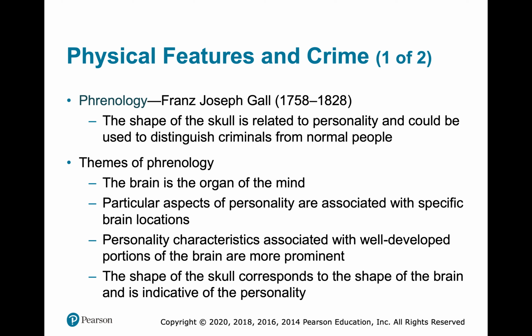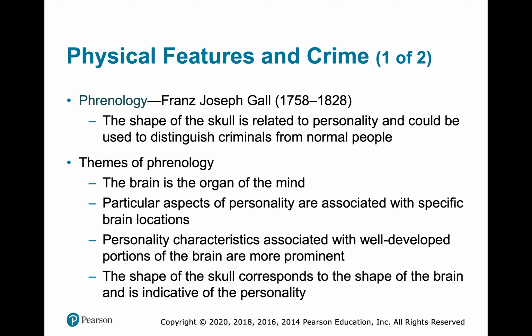Now, one of the first schools of thought we see here is phrenology. This is the idea that the shape of our skull would be able to reveal defects in our brain, and that depending on where that shape changes, that would be indicative of problems with that particular area of the brain. So the shape of the skull is related to personality, and we could use this to distinguish criminals from non-criminals.